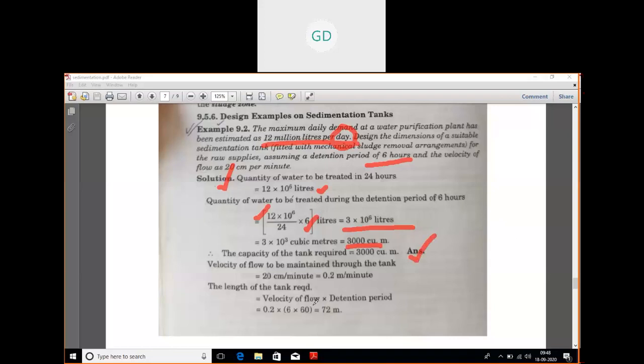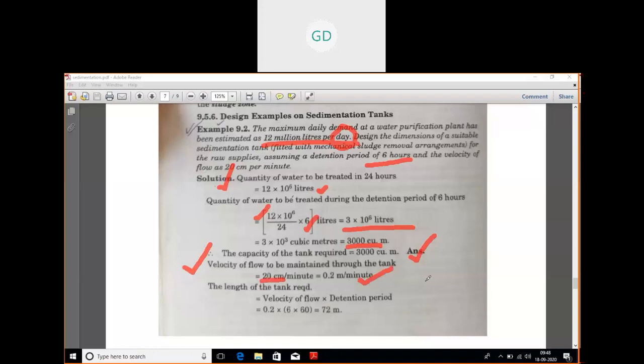Flow velocity is given. The flow velocity is given to be 20 centimeter per minute. But since we are converting the capacity to meter, we need to convert the flow velocity also to meter. So 20 centimeter per minute, converted to meter, will be 0.2 meter per minute.